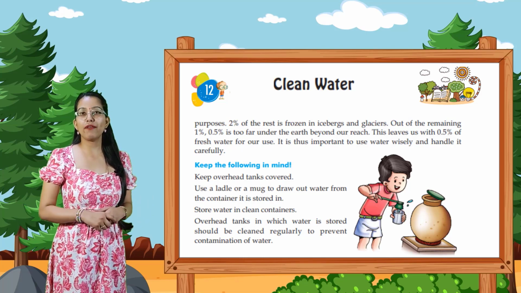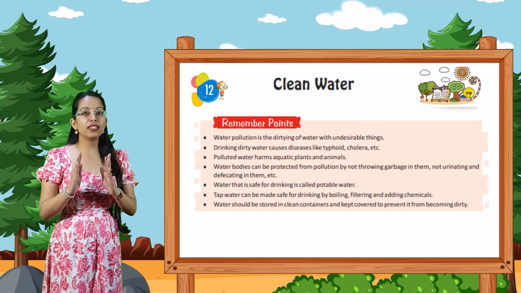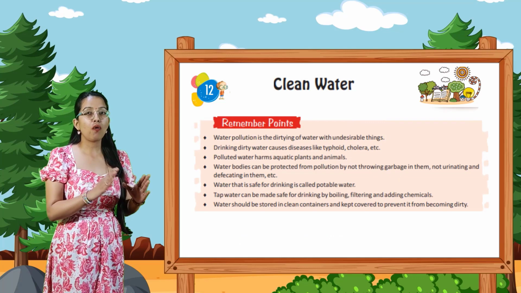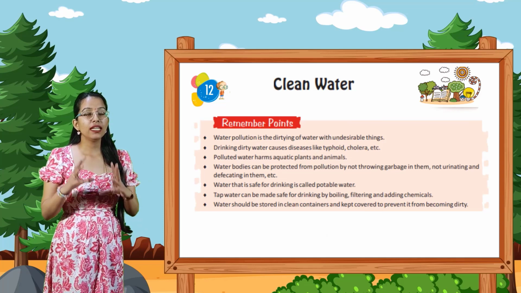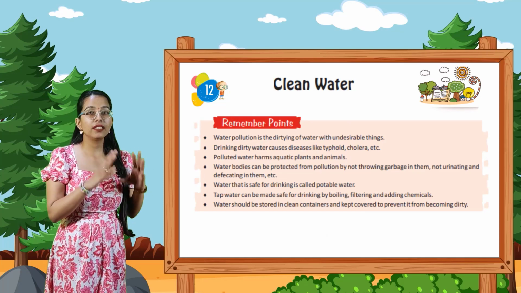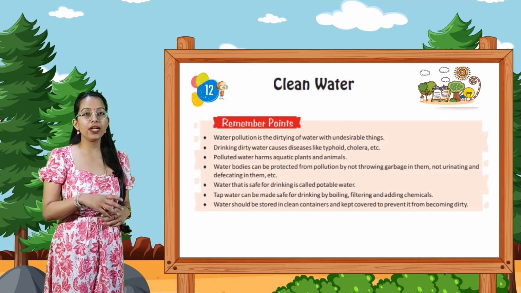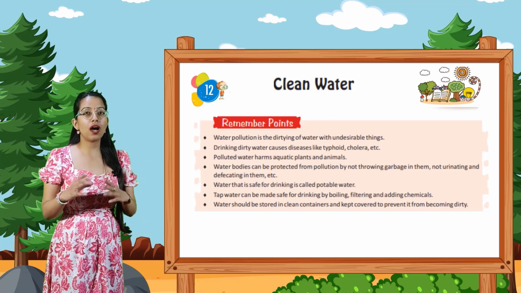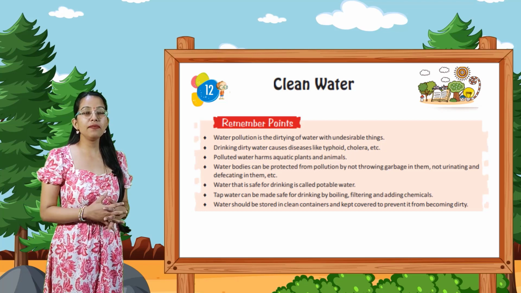Now we conclude our chapter with the remember points. Water pollution is the dirtying of water with undesirable things. Drinking dirty water causes diseases like typhoid, cholera, etc. Polluted water harms aquatic plants and animals.